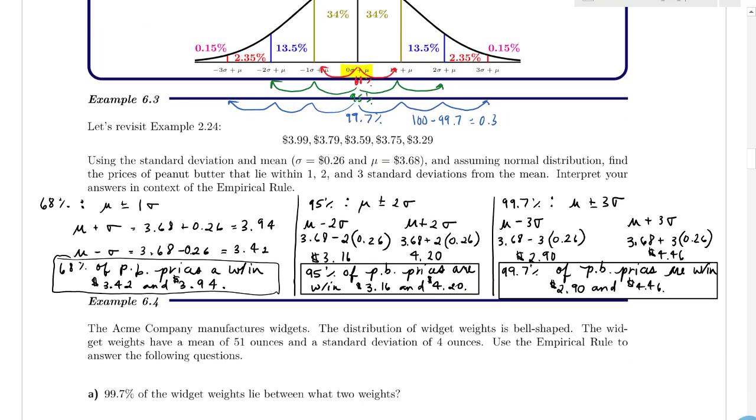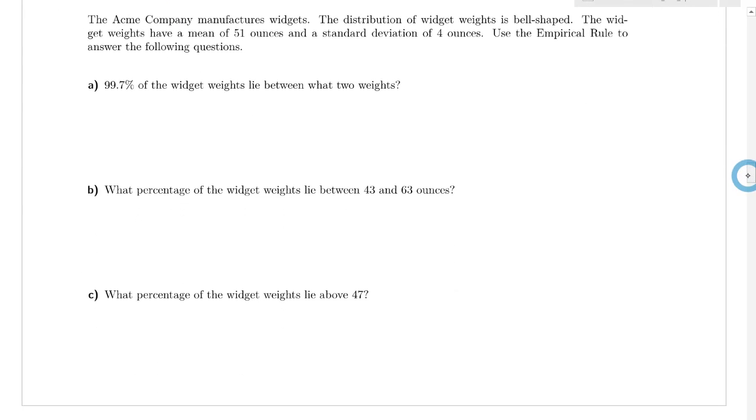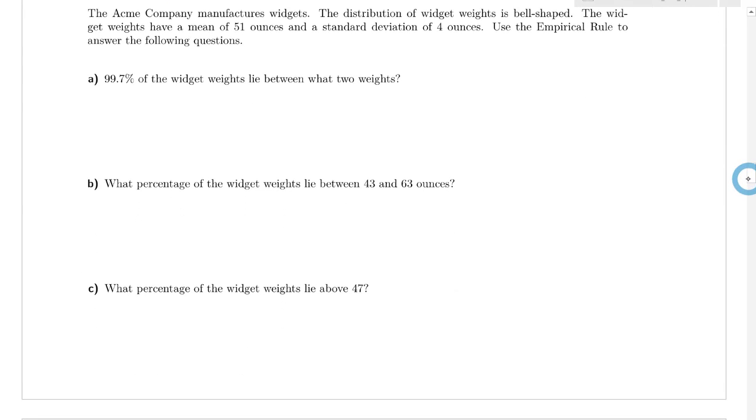So now let's go ahead and play with another application. And what we're going to do here is just play with the percentages. So here, an Acme company manufactures widgets. The distribution of widget weight is bell-shaped, and the widget weights have a mean of 51 ounces and a standard deviation of 4 ounces. Use the empirical rule to answer the following questions.